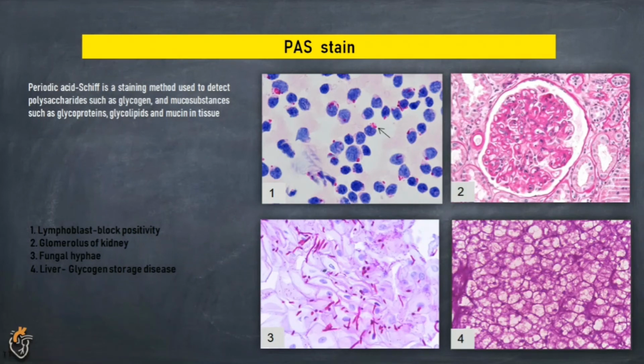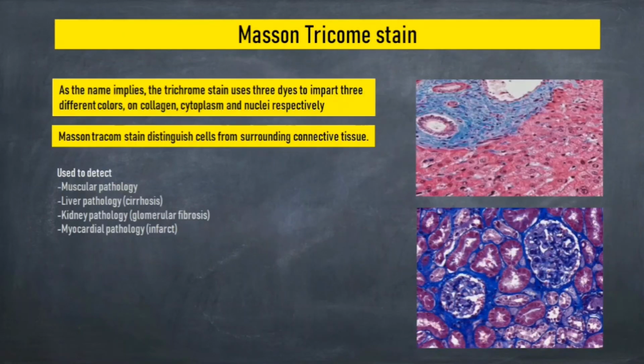In the third picture, there are multiple fungal hyphae. And remember one thing, these fungal hyphae can be stained black with the Gomori methenamine silver stain. The fourth picture is the section of liver showing the storage of glycogen in case of glycogen storage disease. PAS stain has some other applications like the mucin in the goblet cell and in many other tissues.